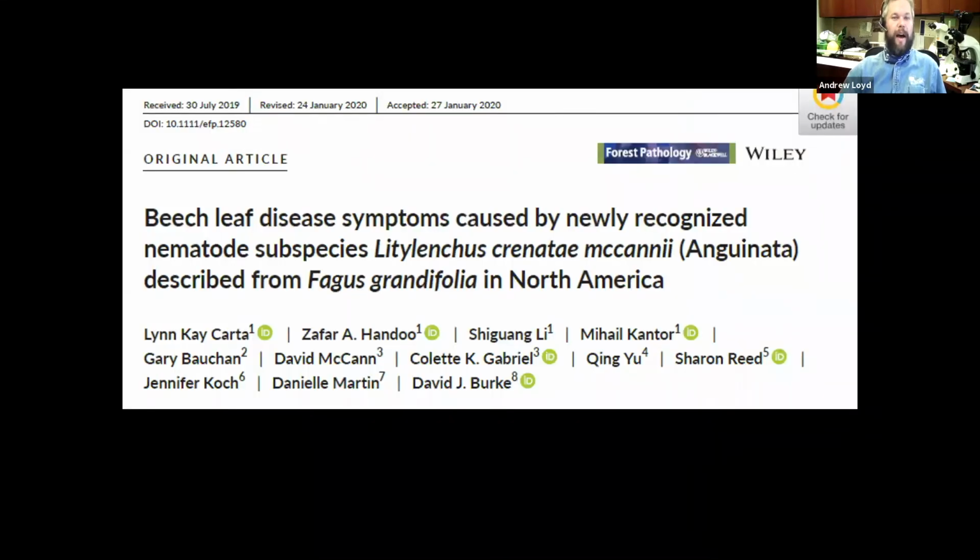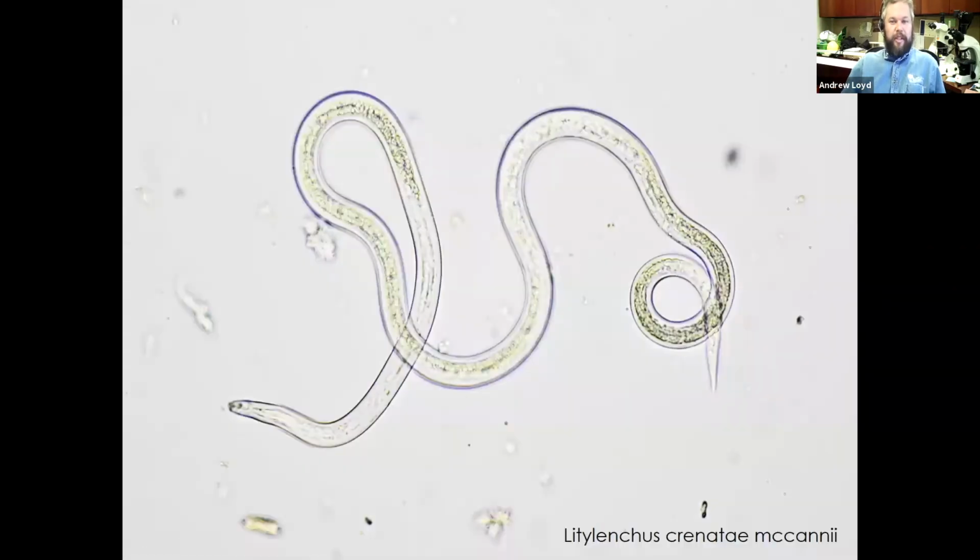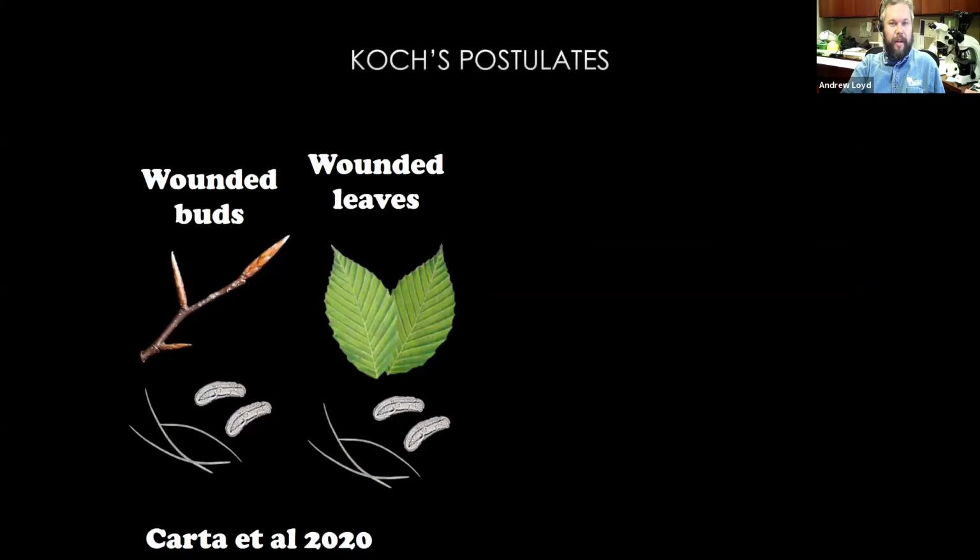And so what came out of it in 2019 was they described a subspecies of the nematode from Japan, so Litylenchus crenatae mccannii. And this paper came out and described the species as well as the disease in the areas that were affected. So mccannii, the subspecies, is named after the pathologist David McCann, who identified these nematodes to begin with. So this is what the adult male nematode looks like that causes beech leaf disease or is associated with those symptoms. And it was described in 2019.